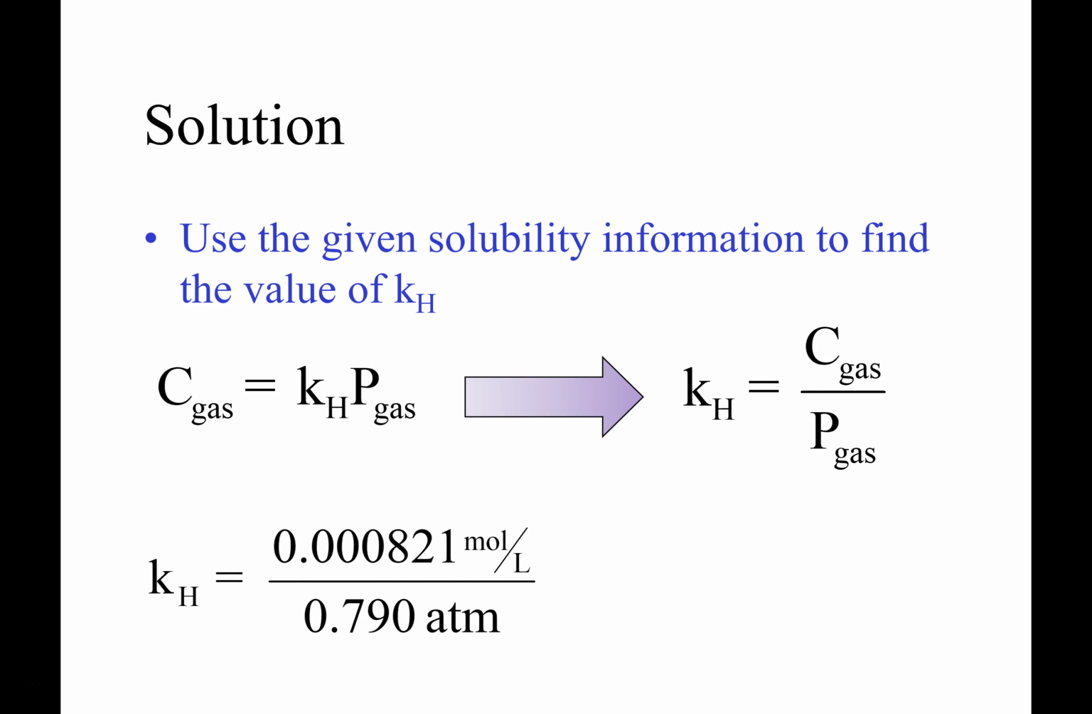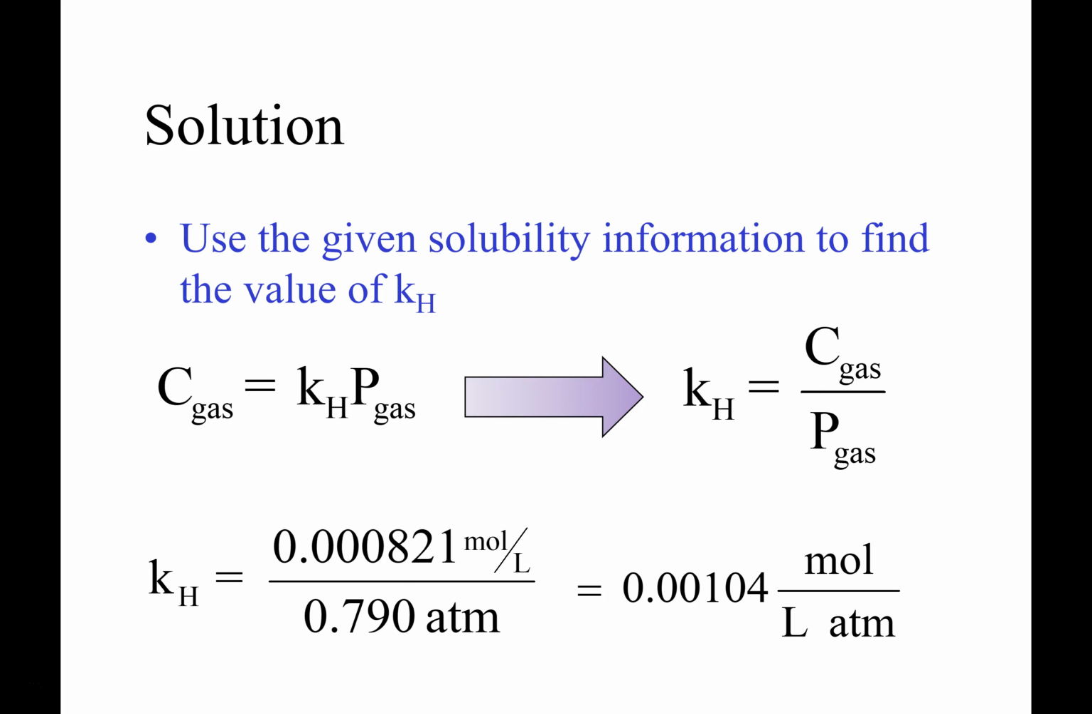So here we go. Henry's law constant, and again, we can only do this because it's a constant temperature, will be 0.00821 moles per liter, which is the same thing as 8.21 times 10 to the minus 4th moles per liter, divided by 0.790 atmospheres. Round to 3 sig figs, and you're looking at a constant of 0.00104, and units would be moles per liter, and also in the denominator, units of atmospheres.